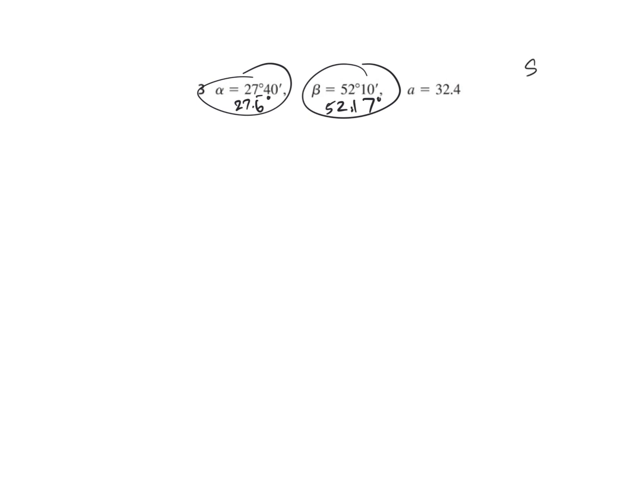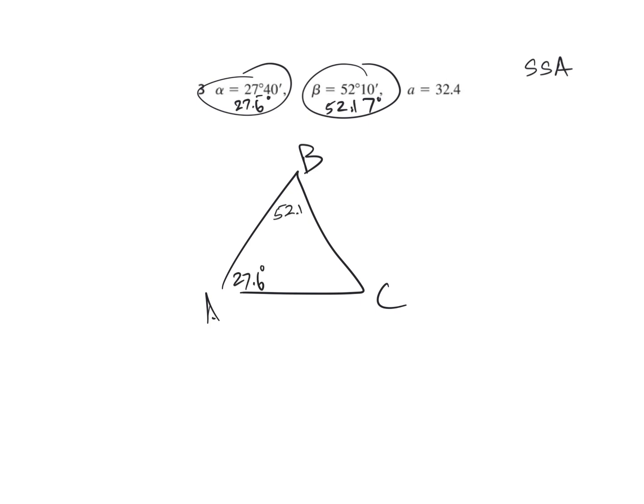So we're always looking for the side-side-angle position. That's the one that is going to give us trouble, but that's not what we have here. All right, so we have alpha is 27.6 degrees, beta is 52.17 degrees, and A is 32.4. Okay, so let's go ahead and rip through these.